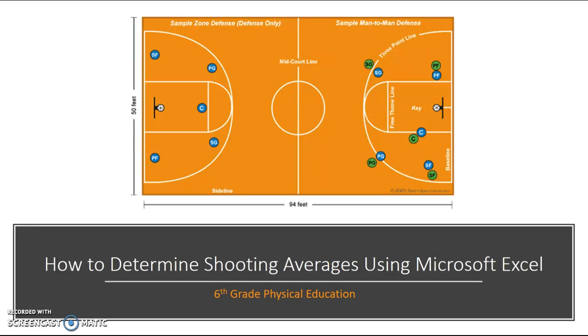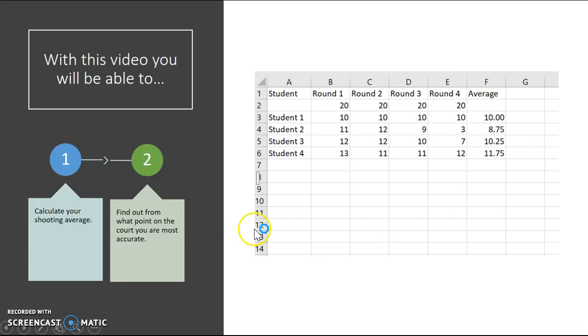This is a quick little video on how to determine shooting averages using Microsoft Excel. With this video, you'll be able to calculate your shooting average as well as find out from what point on the court you are most accurate. This is a quick little example of what your assignment will look like by the end of this video.